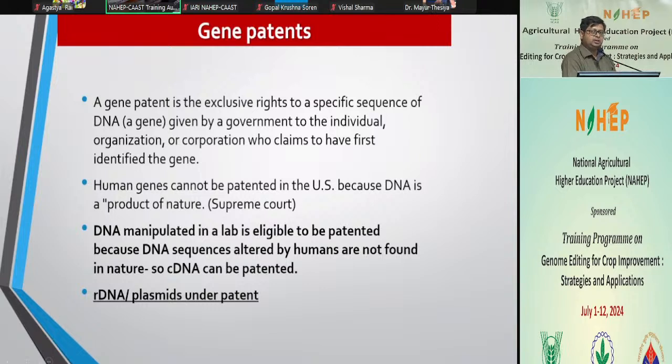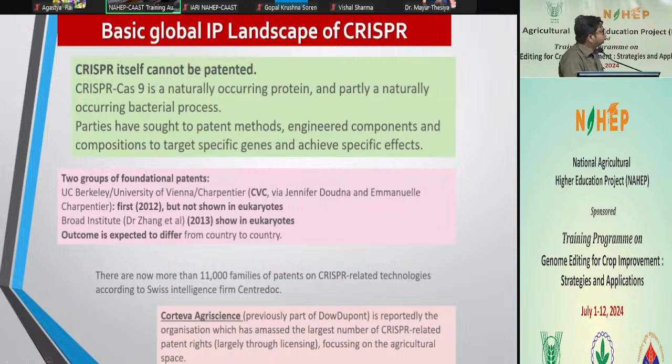So this is clear. If anything becomes a part of the plant, it has to be dealt with as a part of the plant. DNA sequences as such cannot be patented, right? But genes and constructs can be patented. And that is what has happened in the CRISPR-Cas9 technology also. Another thing is, as I told, that genes cannot be patented.